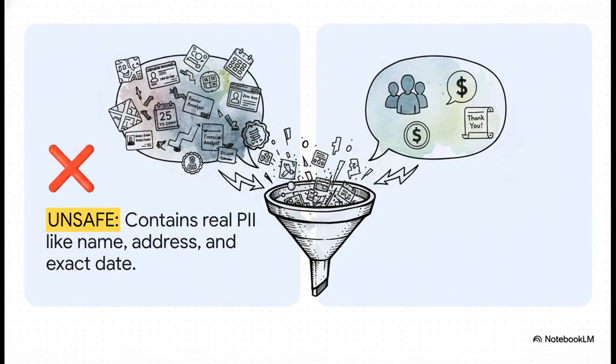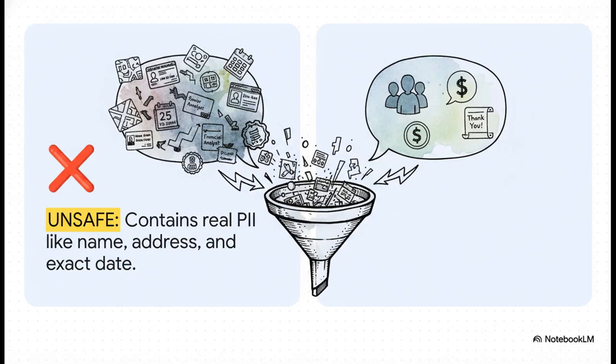Okay, check this out. This example shows it perfectly. The before prompt, it's a privacy nightmare, full of dangerous PII. But look at the after prompt. It's asking for the exact same thing, a thank you letter, but it uses a generic, safe, de-identified scenario.